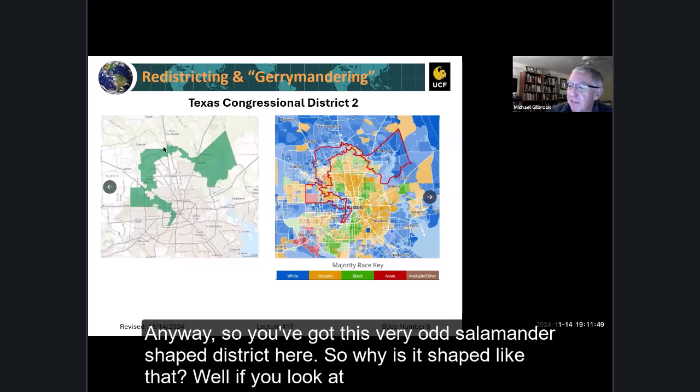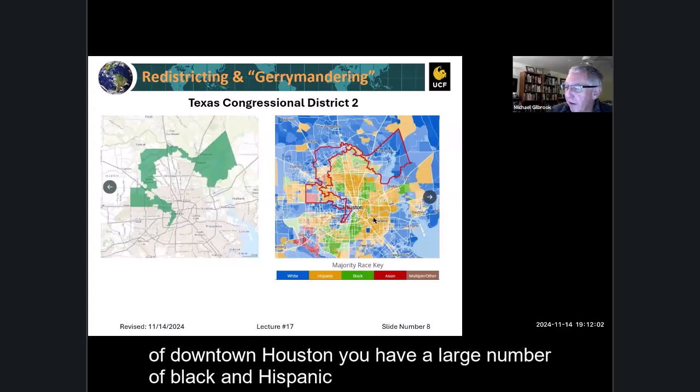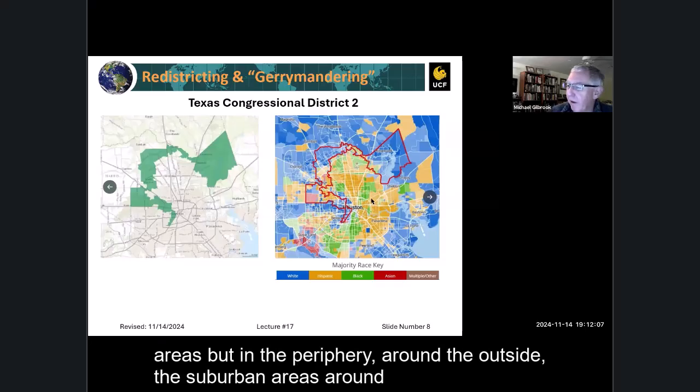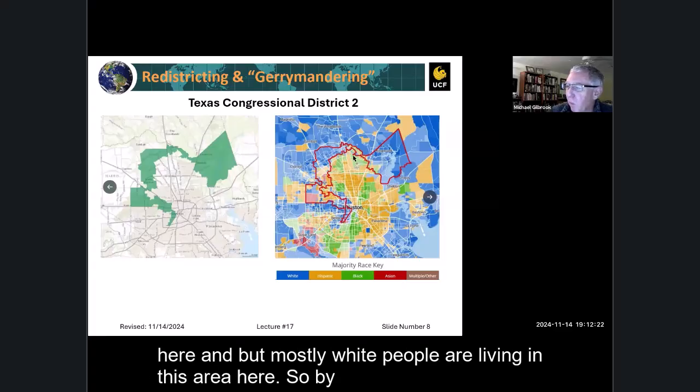Anyway, so you've got this very odd salamander-shaped district here. So why is it shaped like that? Well, if you look at the racial distribution around Houston, you can see that here in the middle of downtown Houston, you have a large number of Black and Hispanic areas, but in the periphery, around the outside, the suburban areas around Houston are largely white people. Not everywhere. Here's some Hispanic folks here, but mostly white people living in this area here.